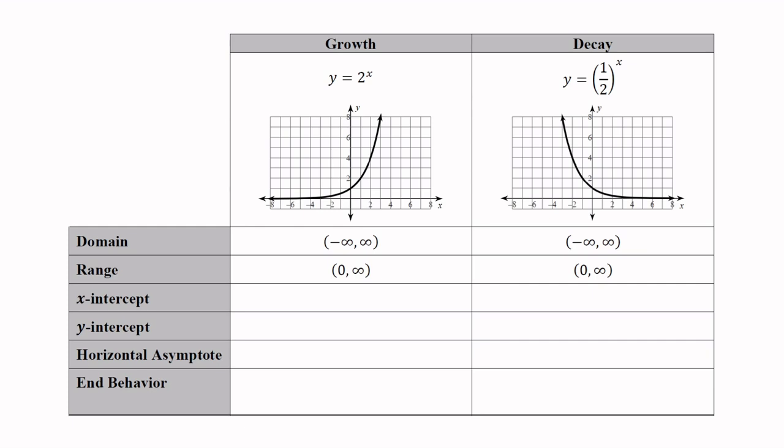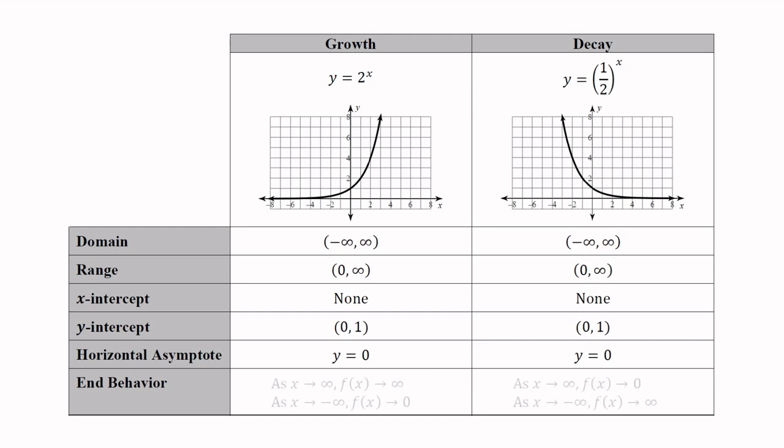Your x-intercept also going to be the same. In this case, it's none. Your y-intercept is also going to be the same. In this case, (0, 1). Your horizontal asymptote also stays the same. It is 0. And your end behavior is going to be one thing that changes, but you're still going to have the same elements.